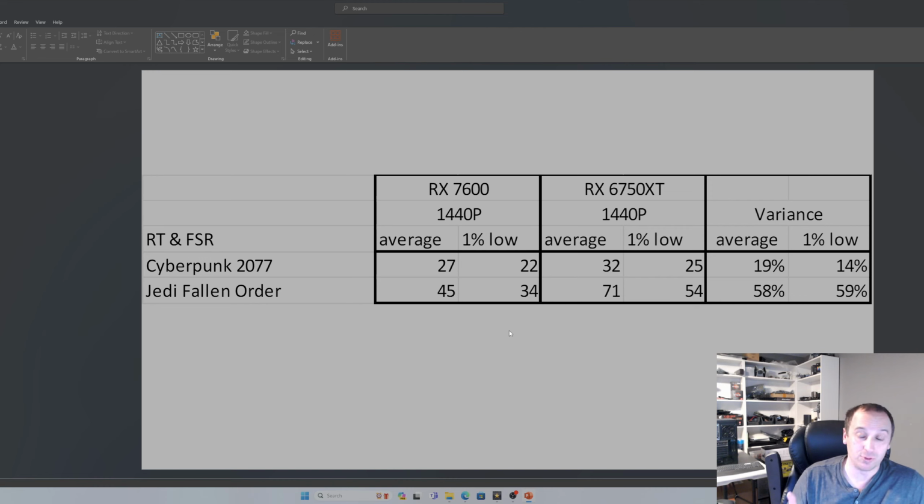But if you're looking for ray tracing, or if you're looking for better upscaling technology, which DLSS, in my opinion, is, then go for the 4060 Ti. You won't be disappointed, but you are paying a premium for it. If you're on a budget, and you're still looking for good performance, the 6750 XT has come down a lot in price and is a fantastic GPU.